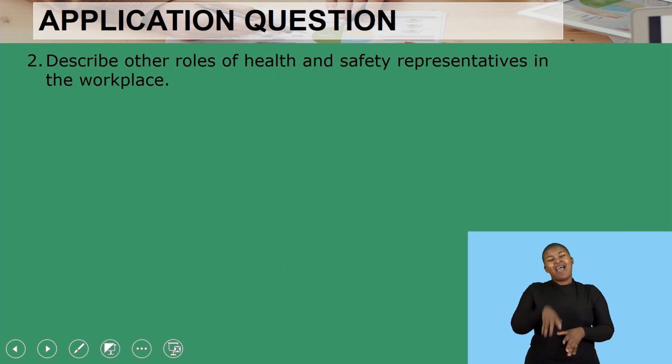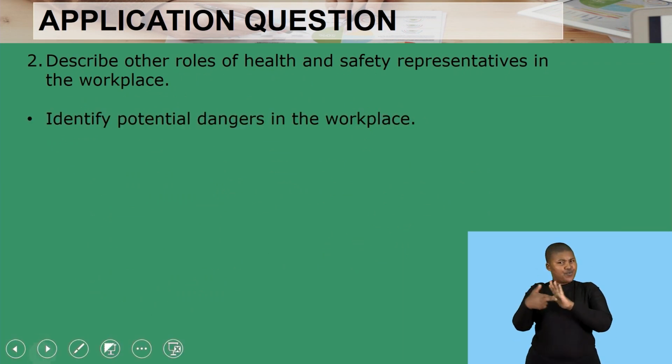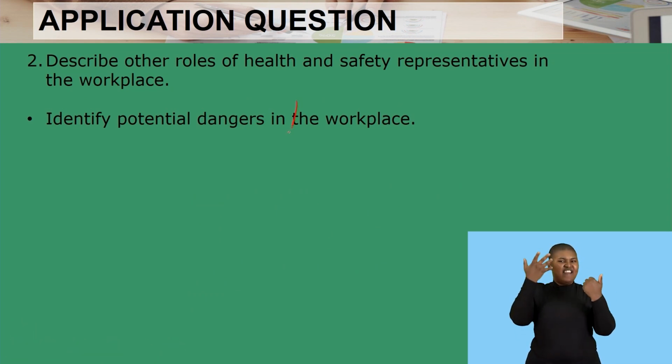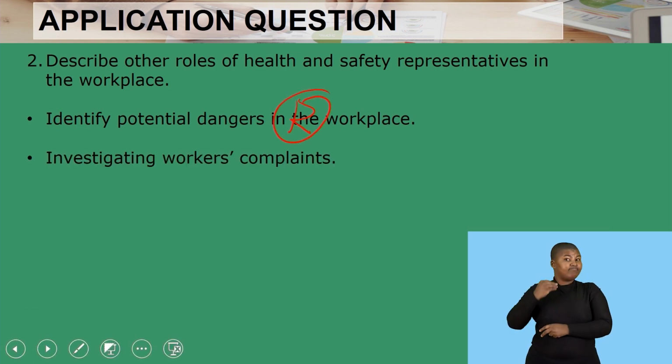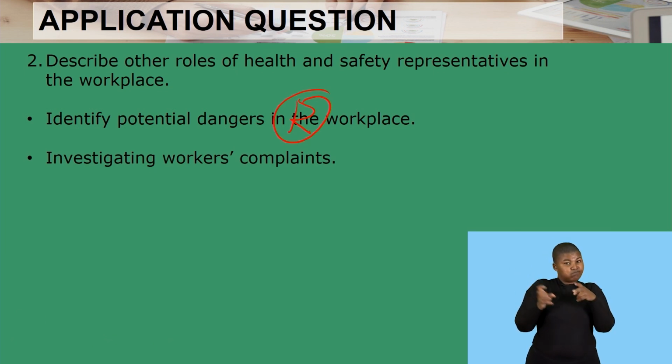Now, discuss other roles. Your other roles, identify potential dangers in the workplace. Is this your other role? No, because it was in the scenario. So we will give it the R for repetition. So keep that in mind. I'm doing this so that you know how things will be done if you repeat.